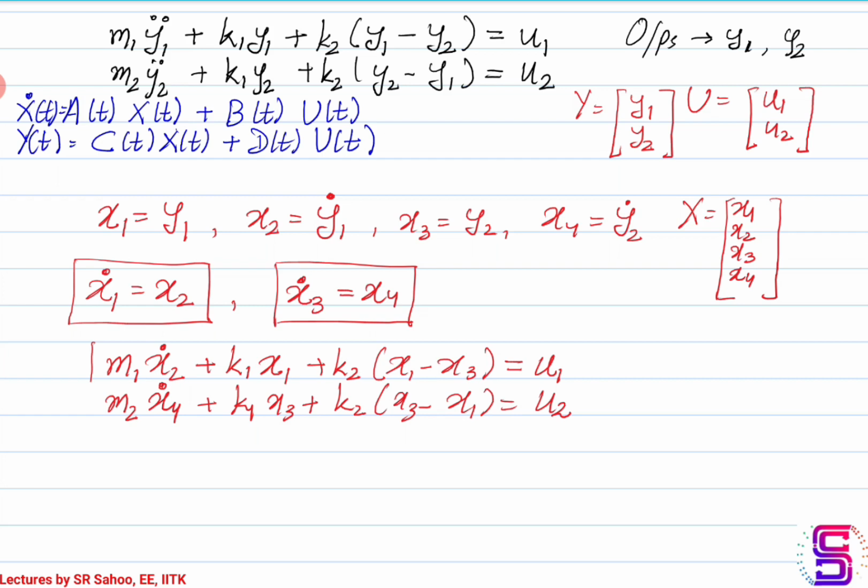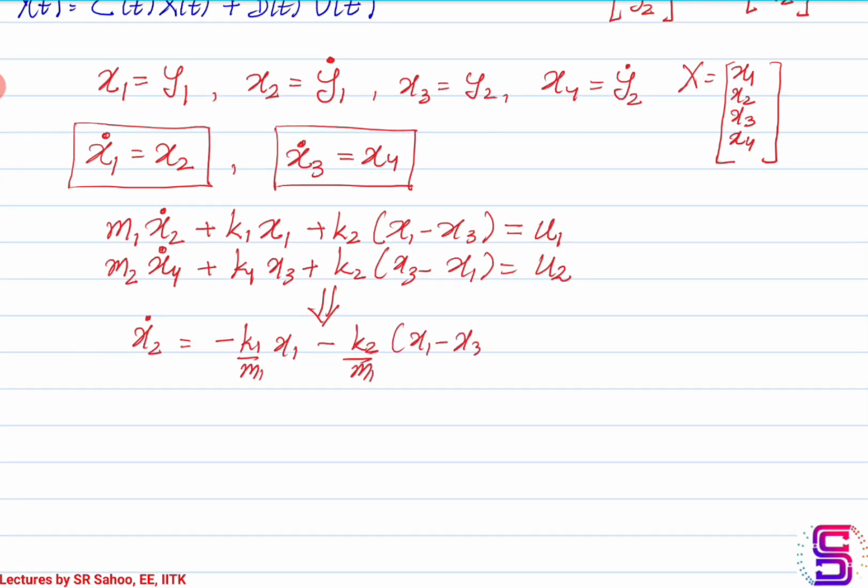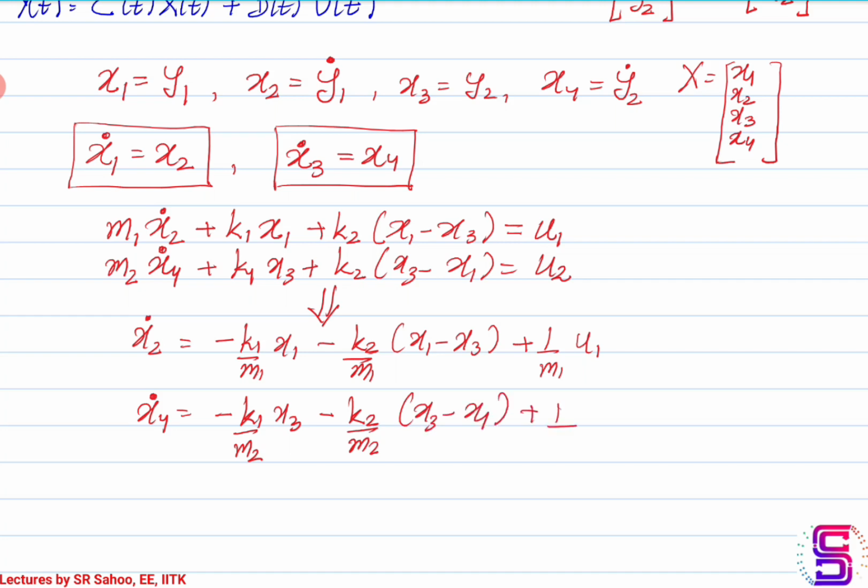Coming back to the differential equations, we had two differential equations, x1 dot and x3 dot, and now we have two more differential equations. So if I write this, I'll have x2 dot equal to minus k1 by m1 x1 minus k2 by m1 times x1 minus x3, plus 1 by m1 u1. And similarly I'll have x4 dot equal to minus k1 by m2 x3 minus k2 by m2 times x3 minus x1, plus 1 by m2 u2. So this is the other set of differential equations that we have.